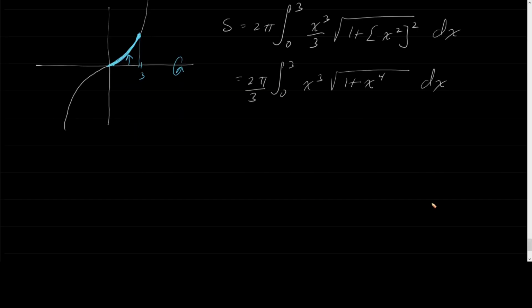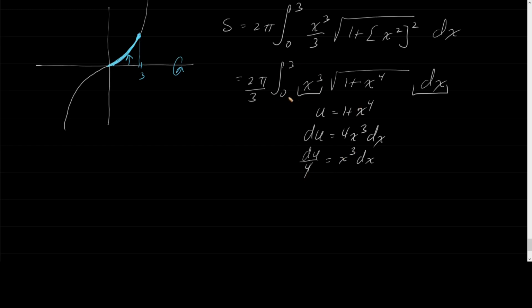In here, we can do a u substitution. Let's say u is equal to 1 plus x to the fourth, then du would be equal to 4x cubed dx. And look at that, I have an x cubed dx right there. So really, du over 4 is x cubed dx, and that's what we're going to use to replace that.